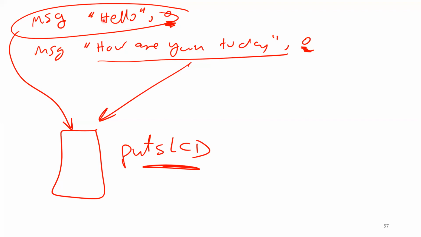Then I can change the length of the array. So this length can be different. One time I can send the word hello, and another time I can send how are you today or something else, right? So a delimiter in this case is very useful when the same subroutine can receive arrays of different lengths. Okay, guys, any question?